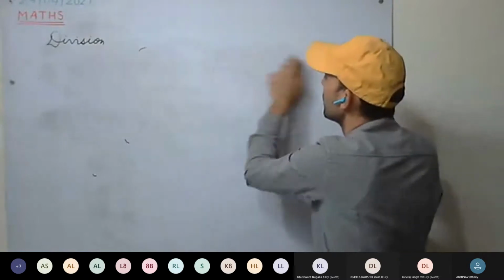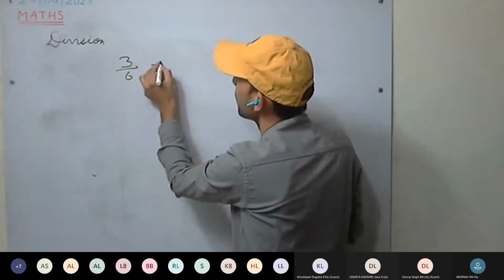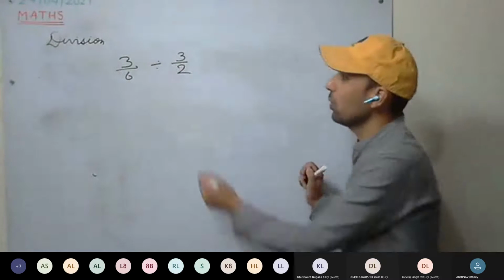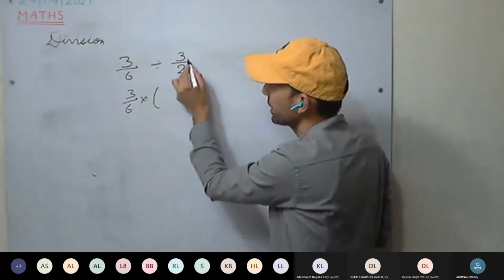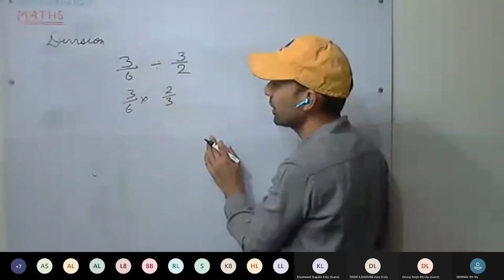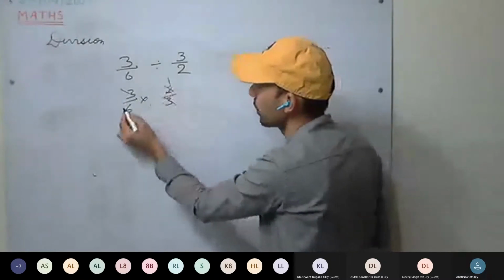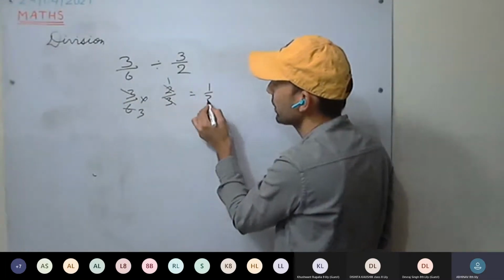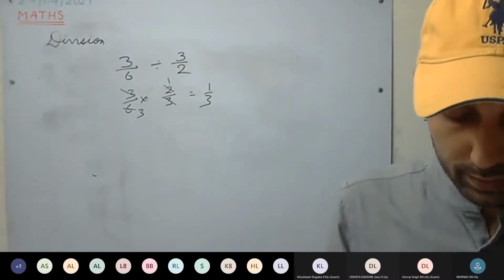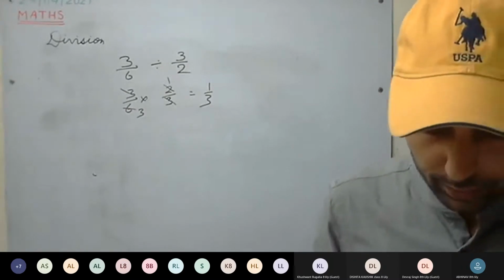This is clear. And how are we going to divide? For example, 3 by 6 divided by 3 by 2. We have to divide. So what will we do? 3 by 6 into its reciprocal. Its reciprocal will be 2 by 3. Now we can simply cancel: 6 upon 18, 3 and 3 cancel, we get 1 upon 3. This is clear? Yes, sir. Okay.